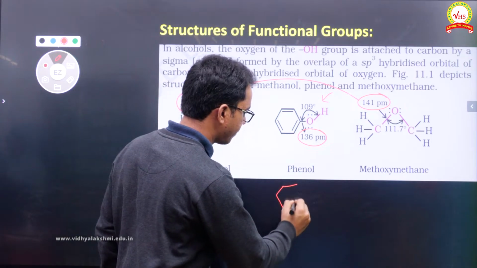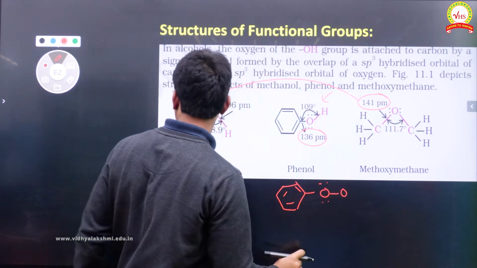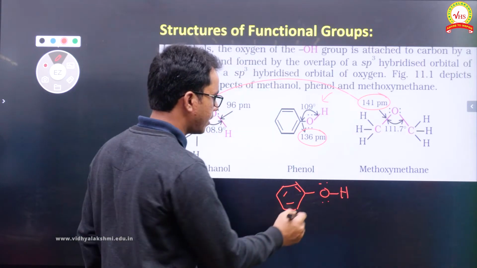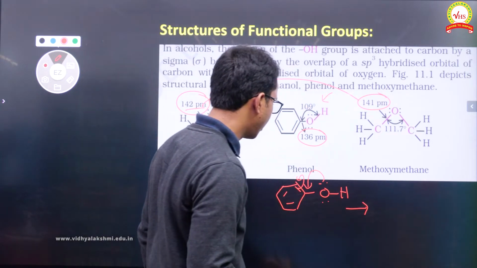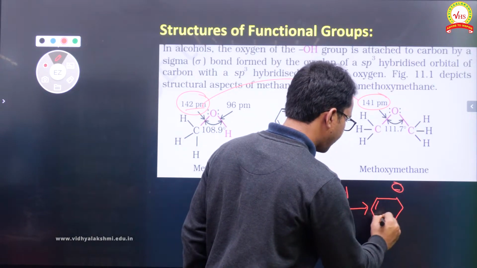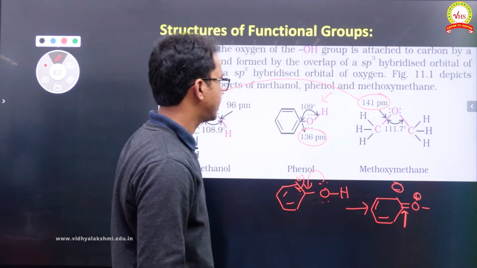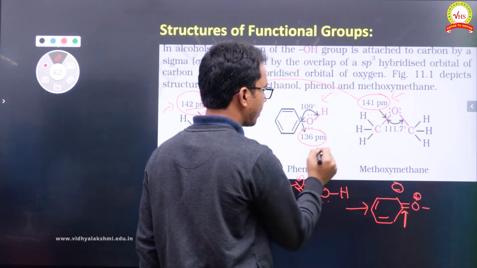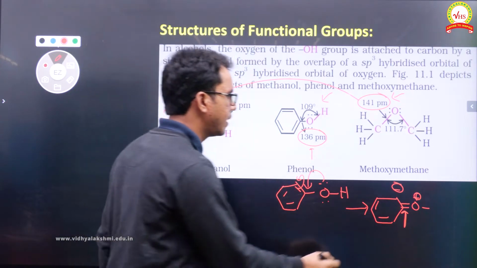If you take the phenol, we have lone pairs on the oxygen. These lone pairs are in conjugation with the double bonds of the phenol ring, like the benzene ring over there. Due to delocalization, formation of a double bond takes place between carbon and oxygen. A negative charge will be formed here and a double bond will be formed over here. Due to this, the bond length decreases. Here it is 142 picometer and here it is 141 picometer, but in the case of phenol alone it is decreased to 136 picometer. The reason is partial double bond character.